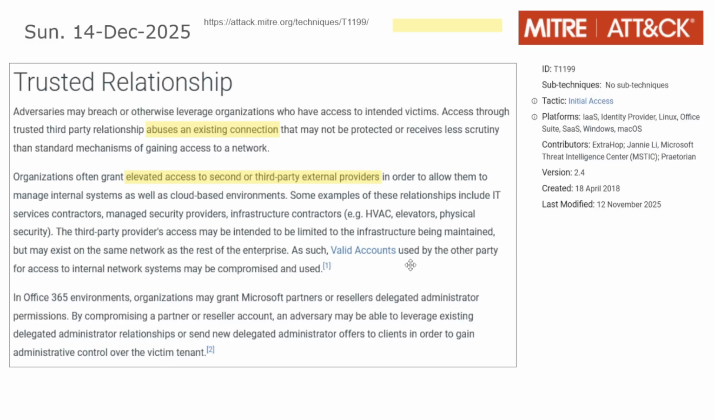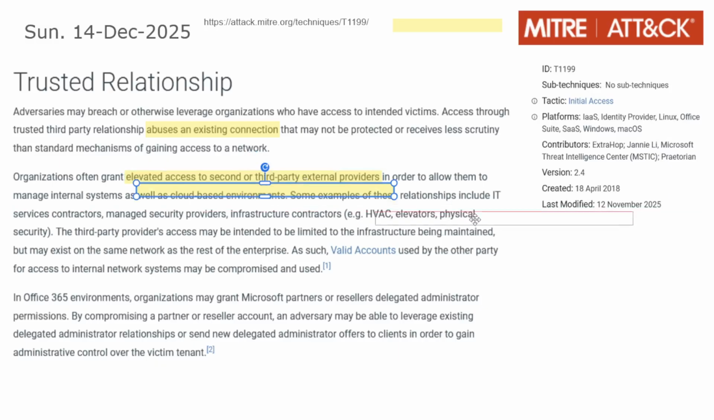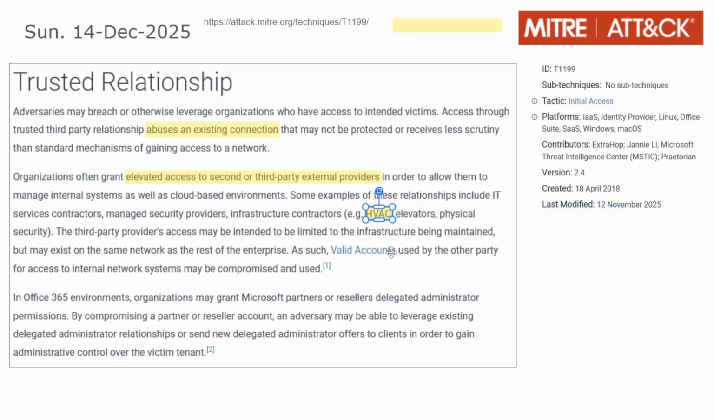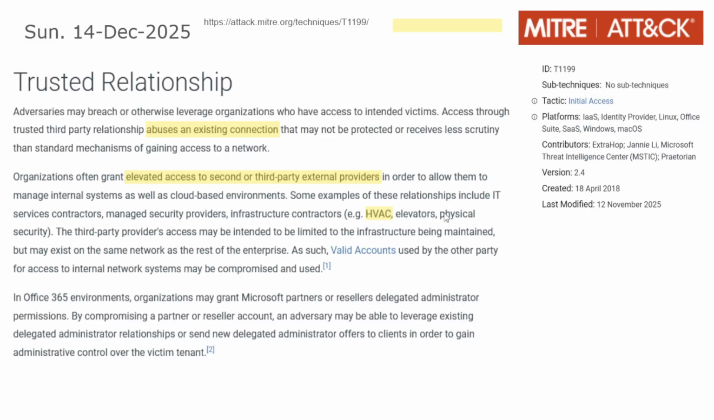As such, valid accounts used by the other third party for access to internal network systems may be compromised and used. Exactly. This might be ridiculous, but what does HVAC mean? I need to Google that real quick, because this is one of those words where I wonder what it stands for. HVAC. Yeah, it's heating, ventilation, air conditioning. I was just wondering, since it says elevators, physical security. Okay, so HVAC is something related to physical stuff. Got it. In Stuxnet, they used HVAC to deactivate cooling systems, for example.